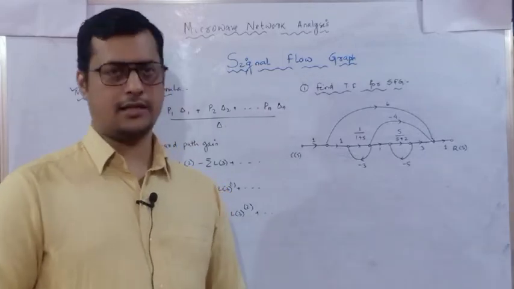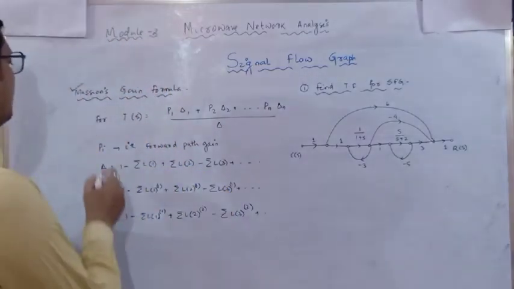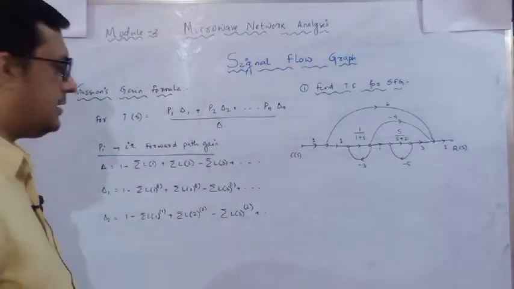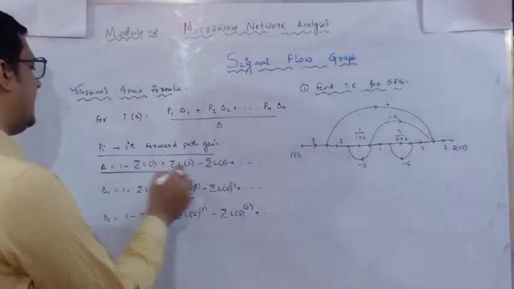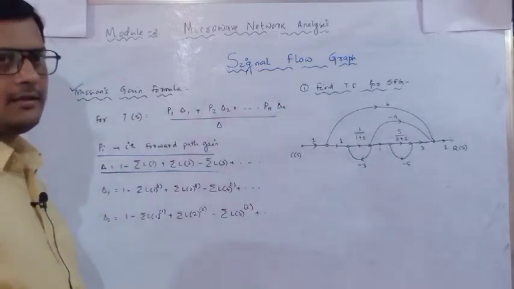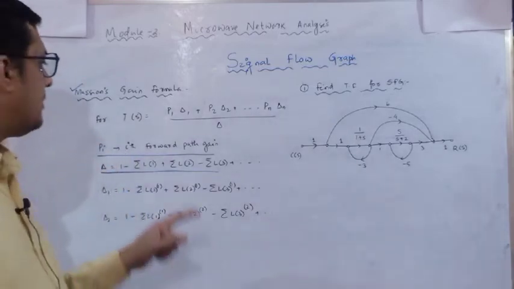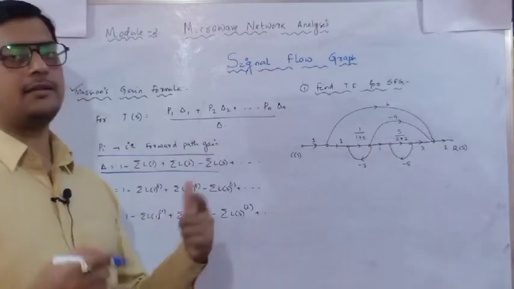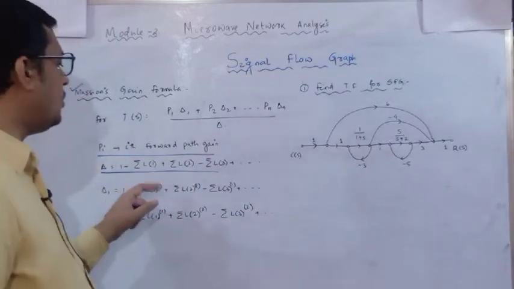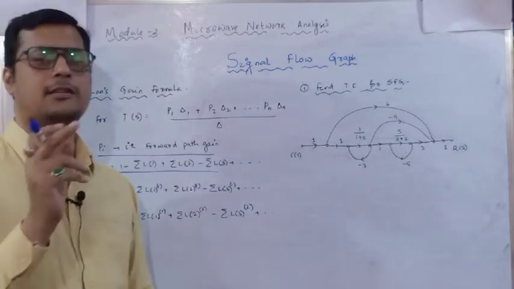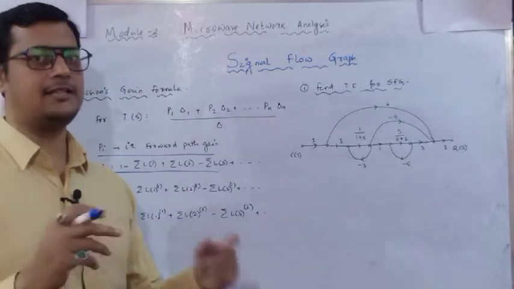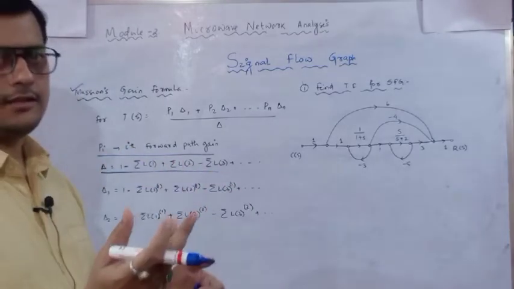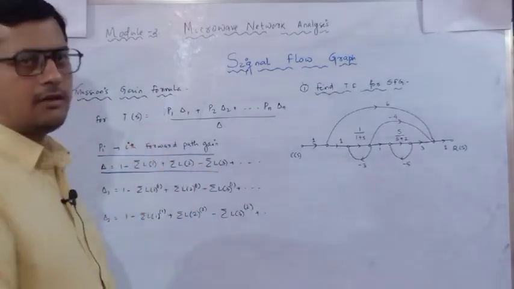How many loops are there? So here I have written Pi is the ith forward path gain. It is already known to us. What is del? Del is 1 minus summation of loop 1 plus summation of loop 2 minus summation of loop 3. Loop 1 means non-touching loop. Loop 2 means it is a product of non-touching loops. Then loop 3 is the non-touching third loop with respect to the total one.